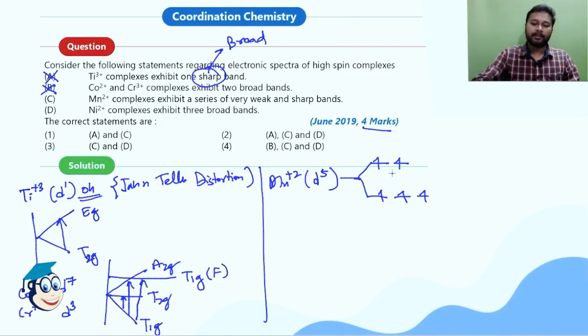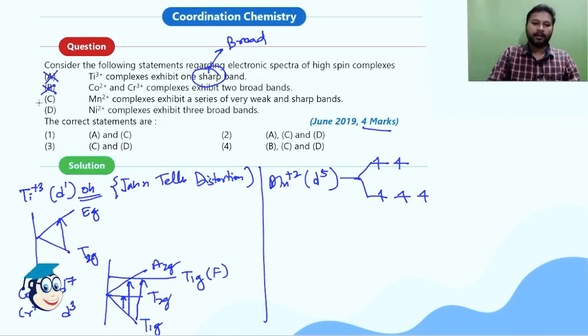Since the molecule has 5 unpaired electrons, there will be a change in the spin, and that's why some transitions will be spin allowed and some will be spin forbidden. So that's why you'll get a series of weak and sharp bands.